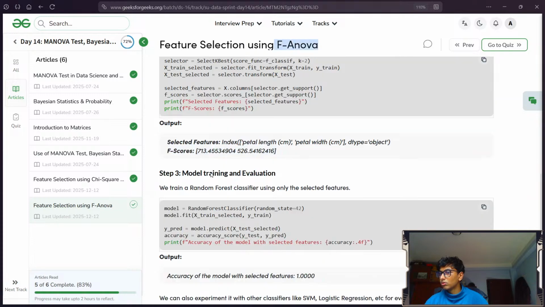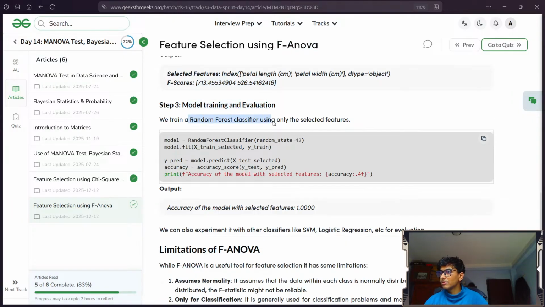Model training and evaluation: we train a random forest classifier using only the features selected by F-ANOVA. So RandomForestClassifier with random state 42, model fit on X_train_selected and y_train, and then predict with model predict on X_test_selected, and compute the accuracy score of the predictions. This gives the accuracy of the model with selected features. We also experimented with other classifiers like SVM, logistic regression, etc., but here it is using the random forest classifier.